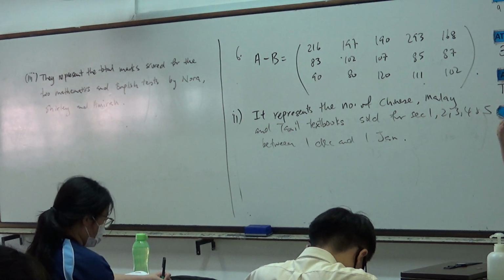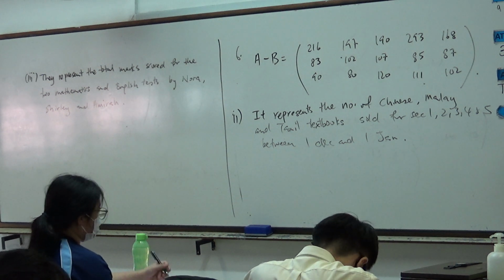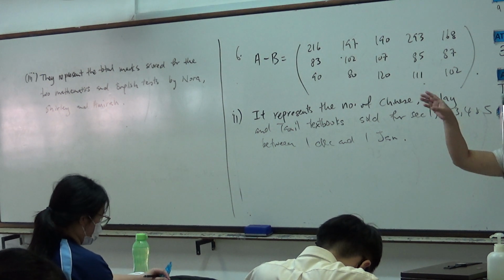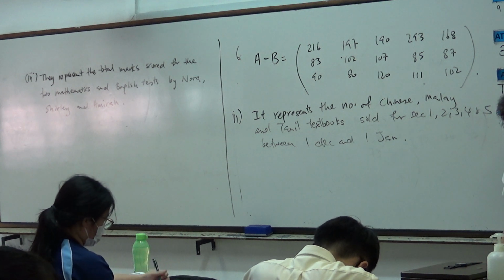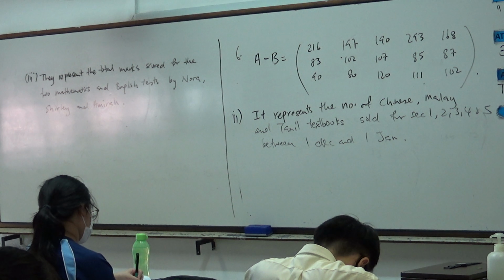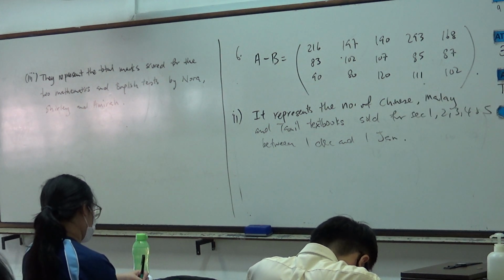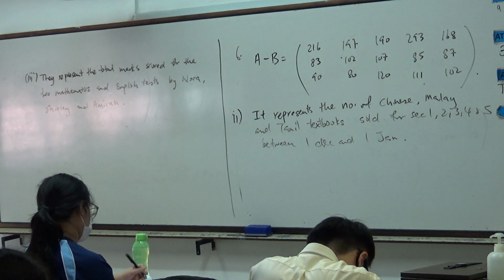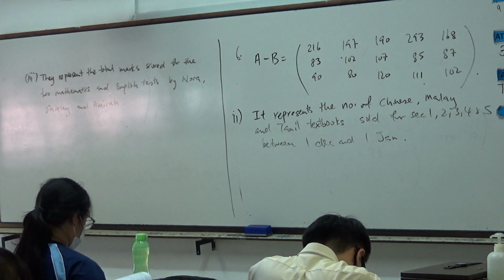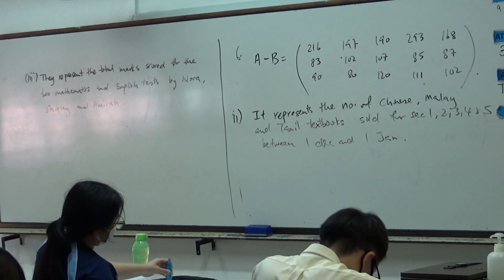Because I will teach you again how to be very specific when I go to the working data question. That one is even more specific. You must say respectively and so on and so forth. Okay, class? So it represents the number of Chinese, Malay, and Tamil textbooks sold for Set 1, Set 2, Set 3, Set 4, Set 5 between 1st December and 1st January. Is it correct? Yes or no? Okay, so no problem.